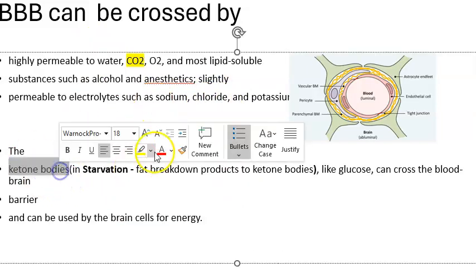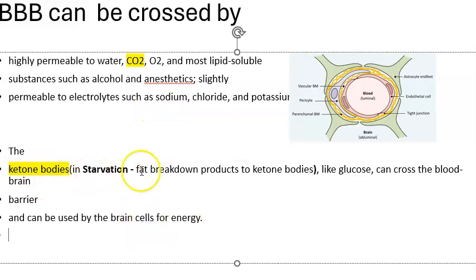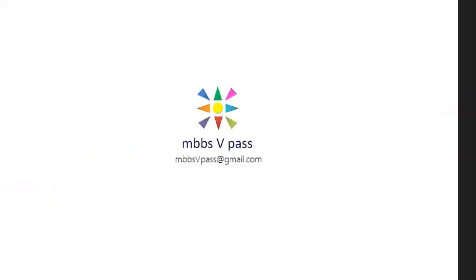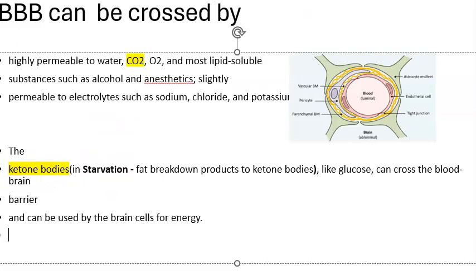Also ketone bodies can cross the blood-brain barrier, because if some person is starving and he is not eating food, then the fat will break down in the body and produce ketone bodies. So ketone bodies can enter and these can produce energy for the brain. Okay, so ketone bodies also you write. Okay, so these are the ones that will cross.